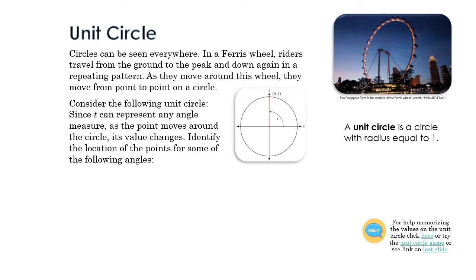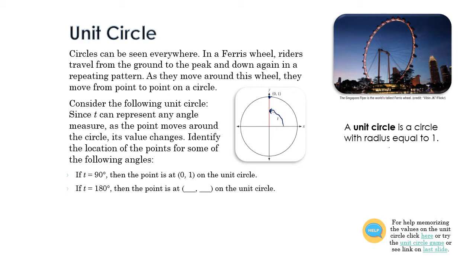Since t represents any angle measure, as the point moves around the circle, its value changes. Identify the location of the points for some of the following angles. If t equals 90 degrees, then the point (0, 1) is on the unit circle. So again, if this is the x-axis and the y-axis, 90 degrees would put me right here. So we'd be right here at that point. So the x value is 0, the y value is 1.